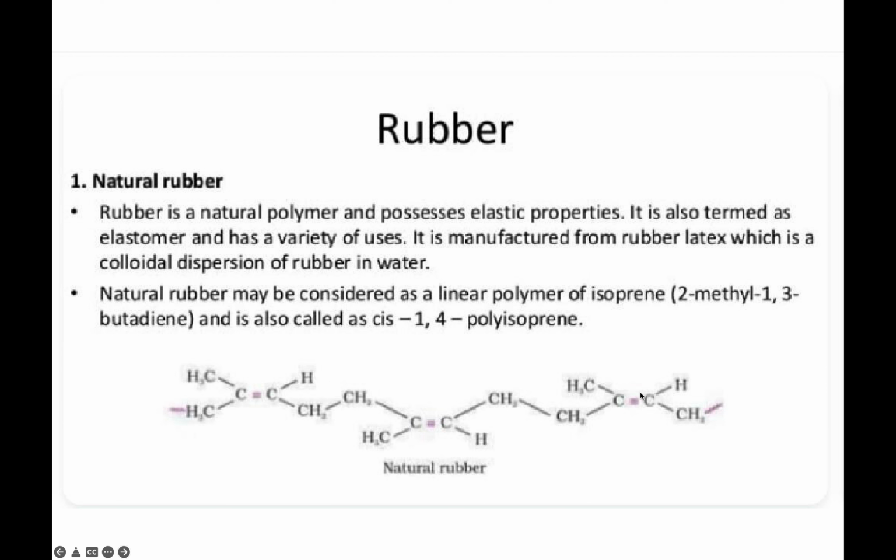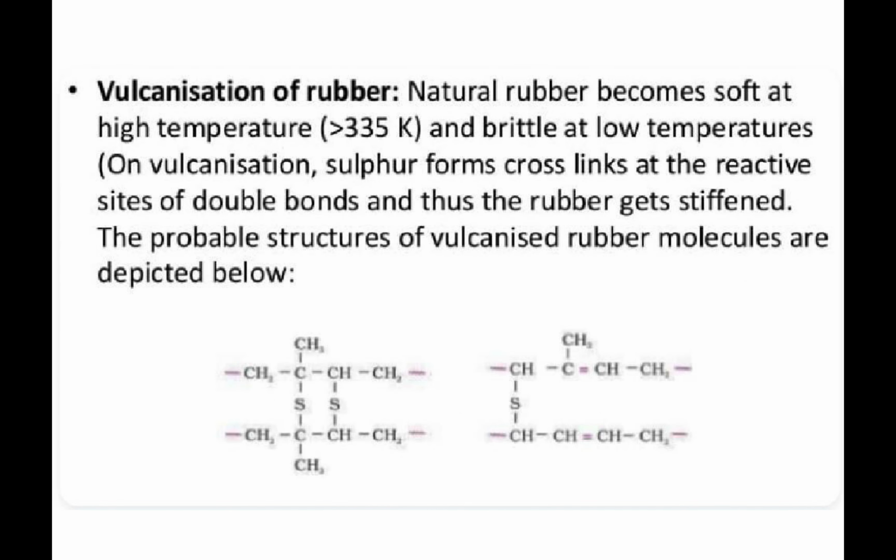So natural rubber structure is very easy to remember. You can just go through this structure. The cis polyisoprene has various chains held together by weak van der Waals interaction. So it has a coil structure. So we can just stretch it like a spring, and so it shows elastic properties.